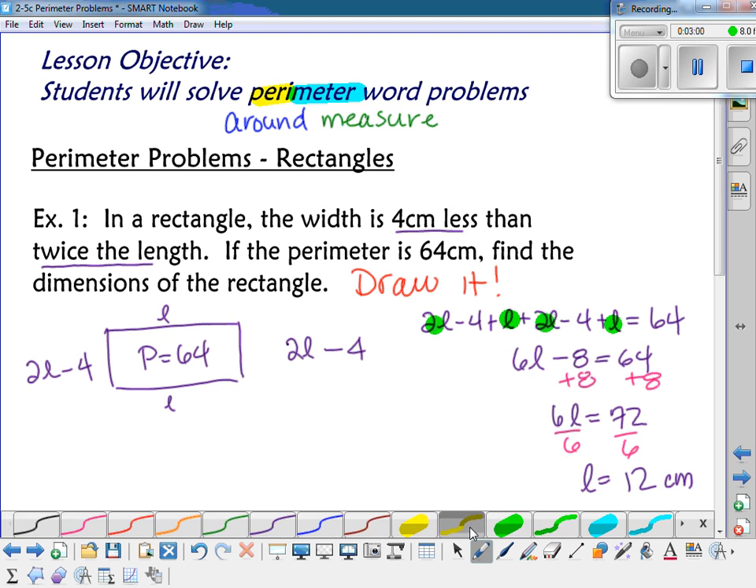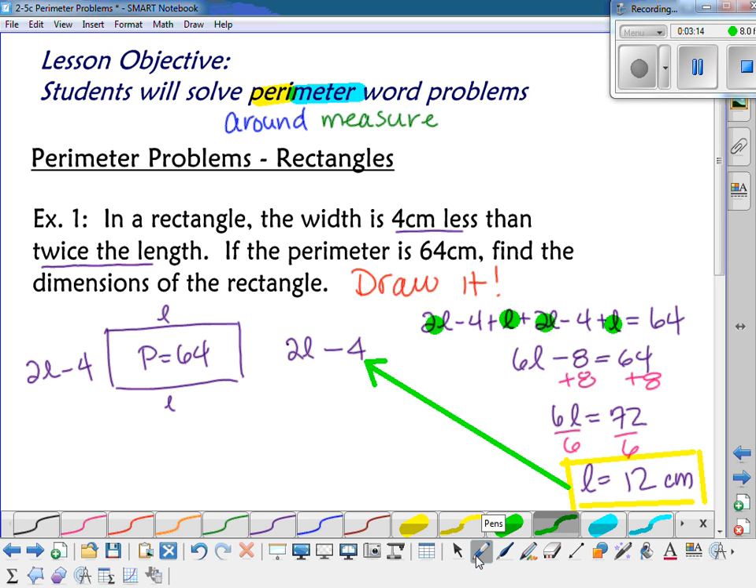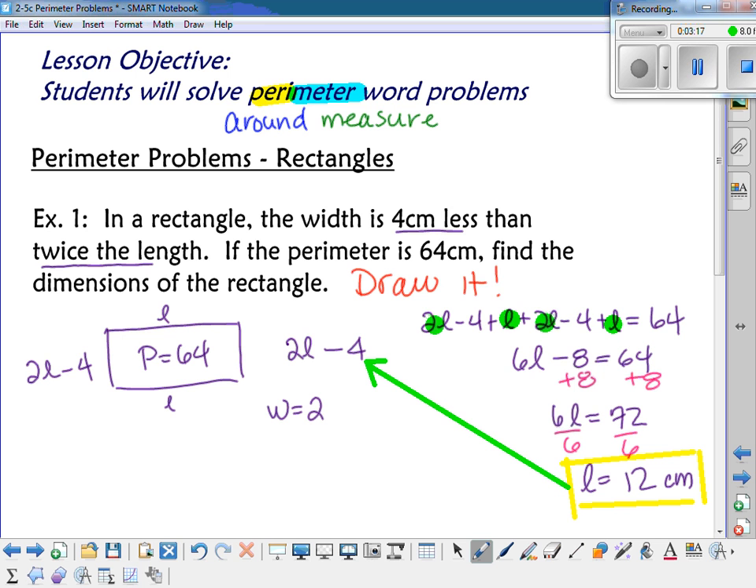Okay, so that's part of our answer. But now I have to figure out the width. Does anybody have an idea what I could do to find out what the width was? Plug it back in, exactly. So I'm going to take that answer and plug it in over here. So the width is going to equal 2 times 12 minus 4, which is 24 minus 4. And so the width would be 20 centimeters. And you do want to try and remember to write your units on these. So this is an unusual rectangle in that it's wider than it is long, but that's just how it worked out. Okay? Yes?